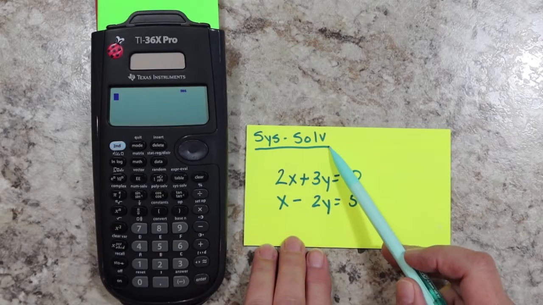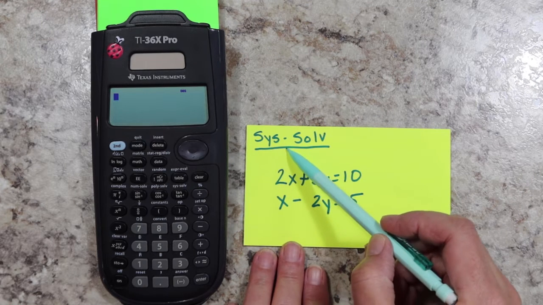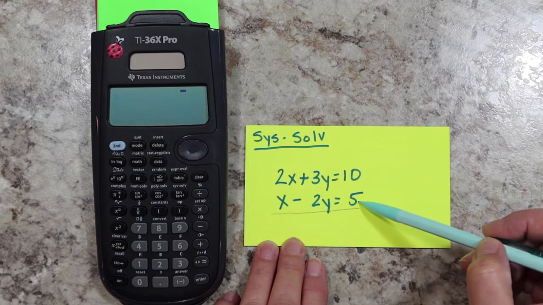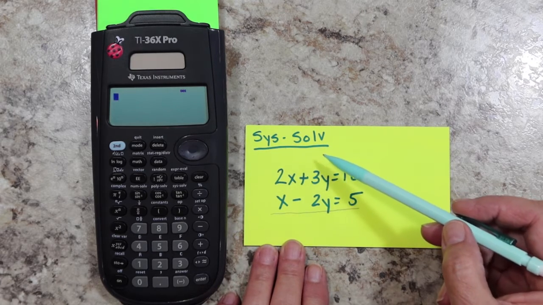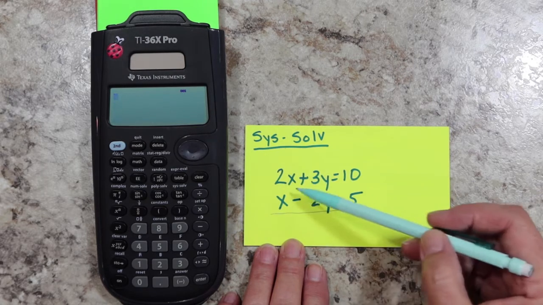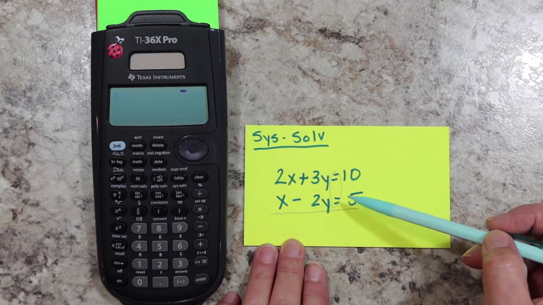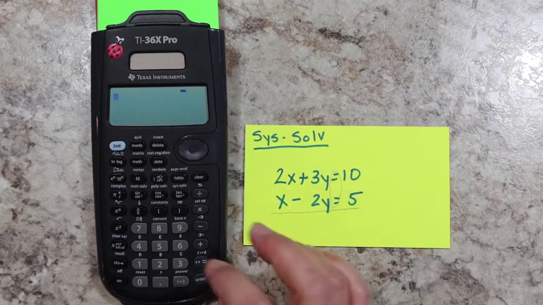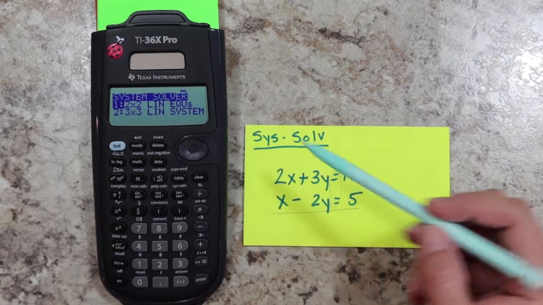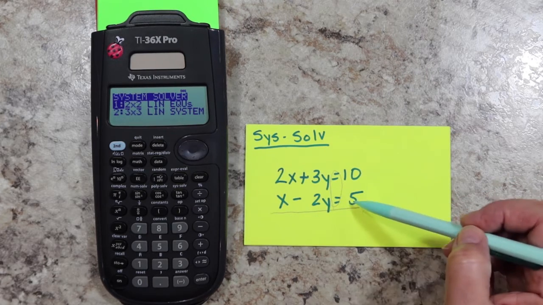Now let's look at the Sys Solve button. That's right here above tangent. And this will solve a system of equations for you. Your problems would look like this. Now before you can use this function, you do need to have your system in standard form like this, with your letters lined up and your equal signs lined up primarily. So let's look at how to enter it. We're going to hit second Sys Solve. Now this gives you the choice to solve a 2 by 2, which is what I have here. 2 variables and 2 equations.